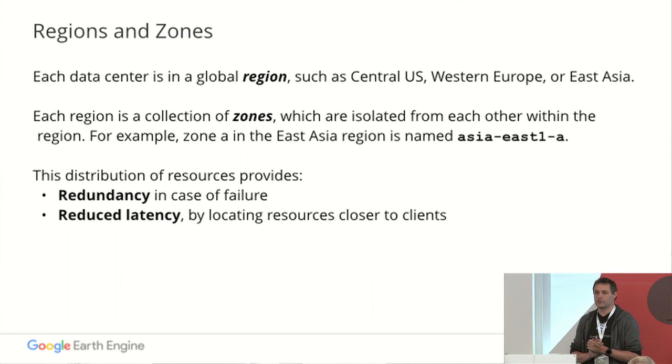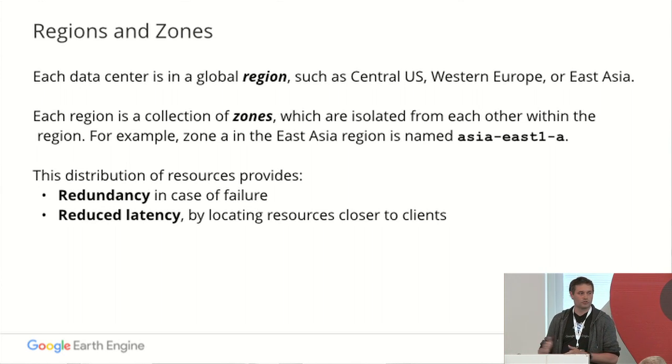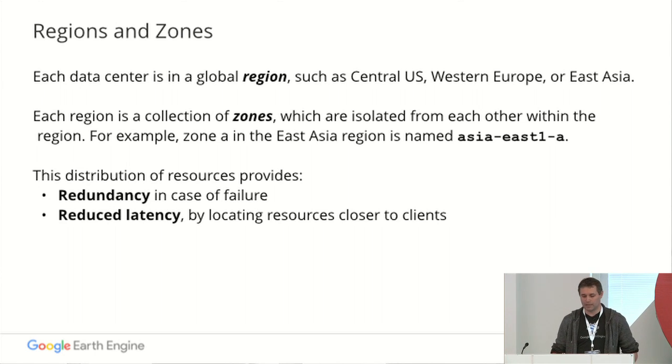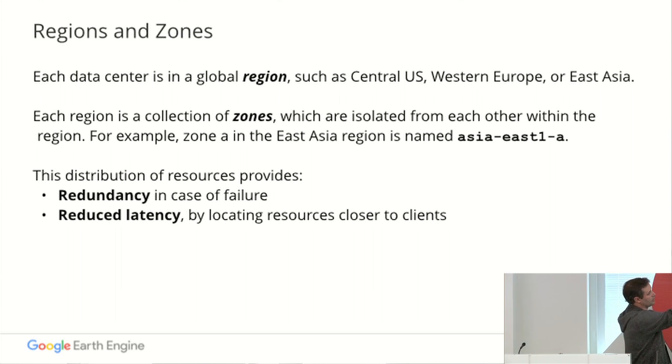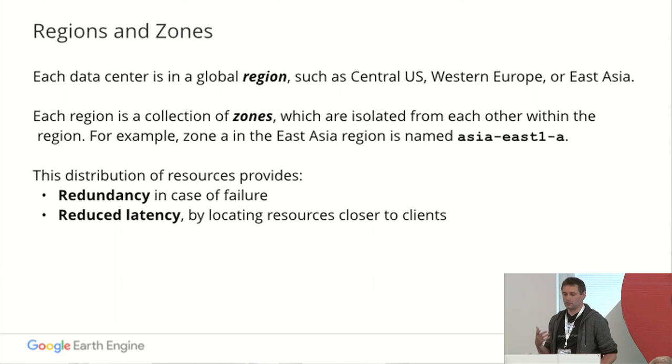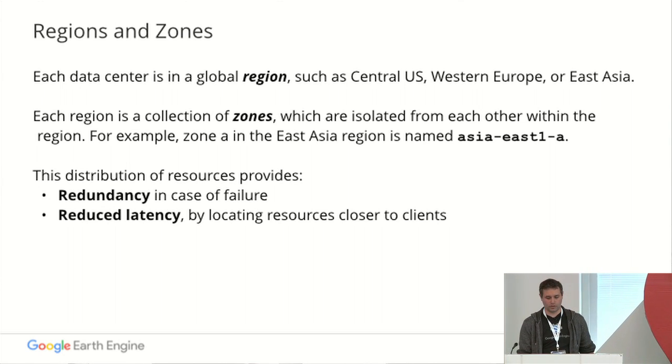And then within each region, there may be multiple zones. And these zones may have different characteristics. In particular, if something goes wrong, which is rare but does happen, it's typically contained to one zone. So there's some advantage to distributing your data across multiple zones if you're building an ultra-high availability application, for example. And all of these regions and zones have little tags like Asia East 1A. That's a particular zone in Asia East.